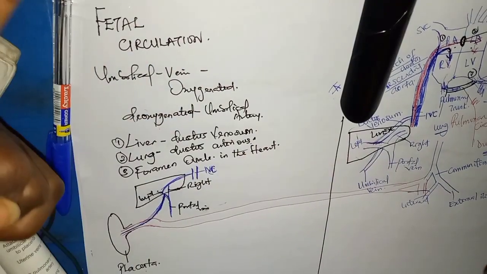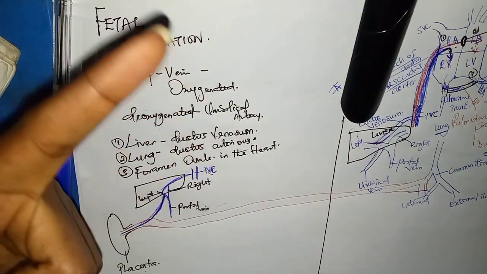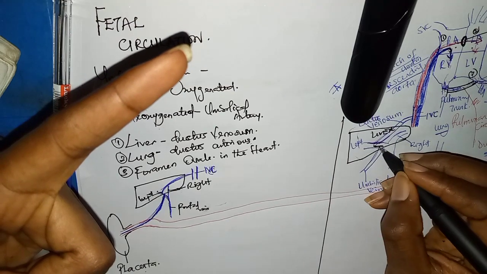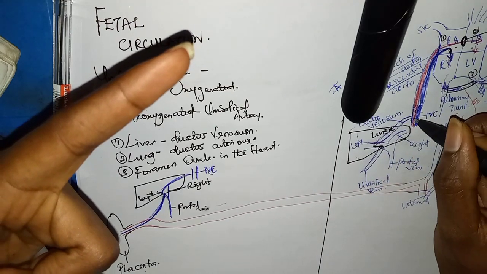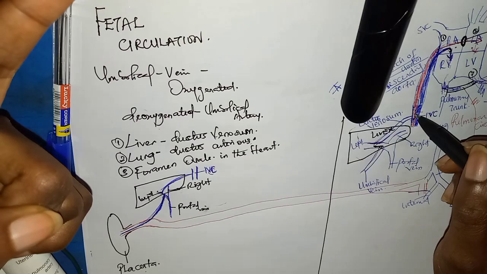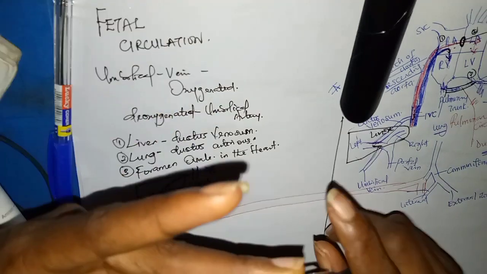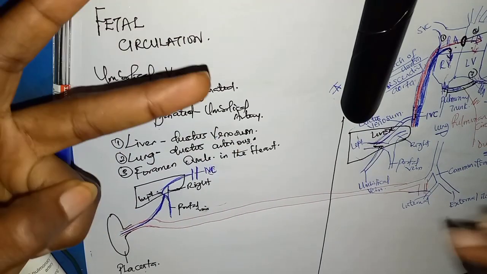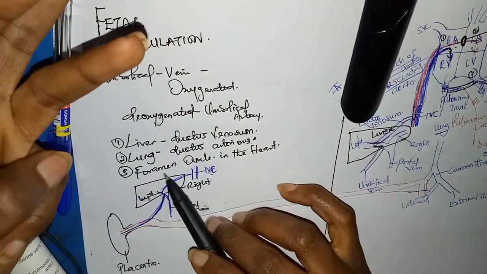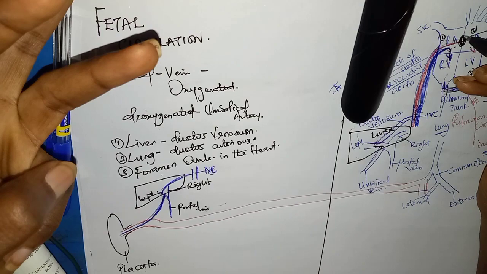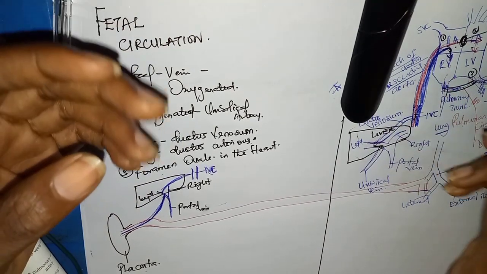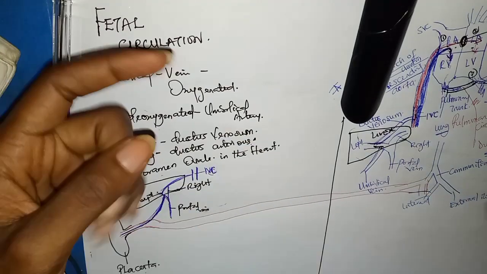Three shunts: our liver, which connects the left branch of the portal vein directly with the IVC, and that is our ductus venosus. Then we have our lungs, which connect the pulmonary trunk with the arc of aorta, and that is our ductus arteriosus. And we have our foramen ovale, which connects the right atrium with the left atrium in the heart. And don't forget the remnants of these structures.